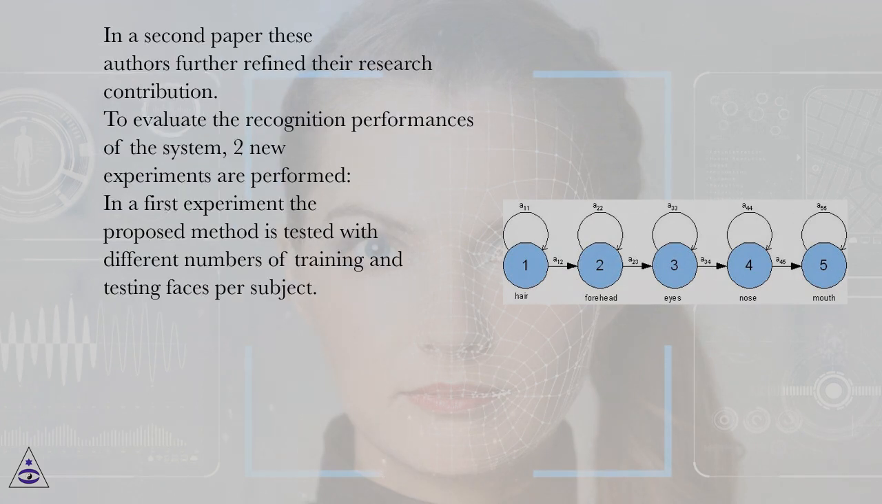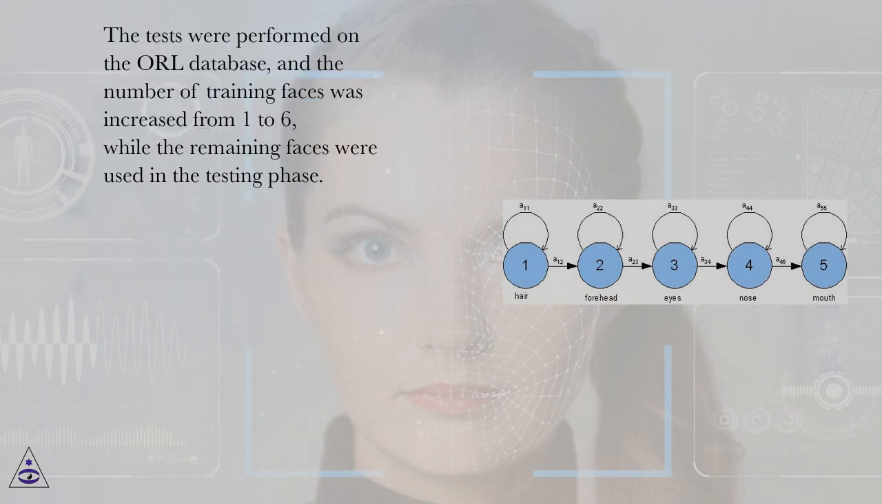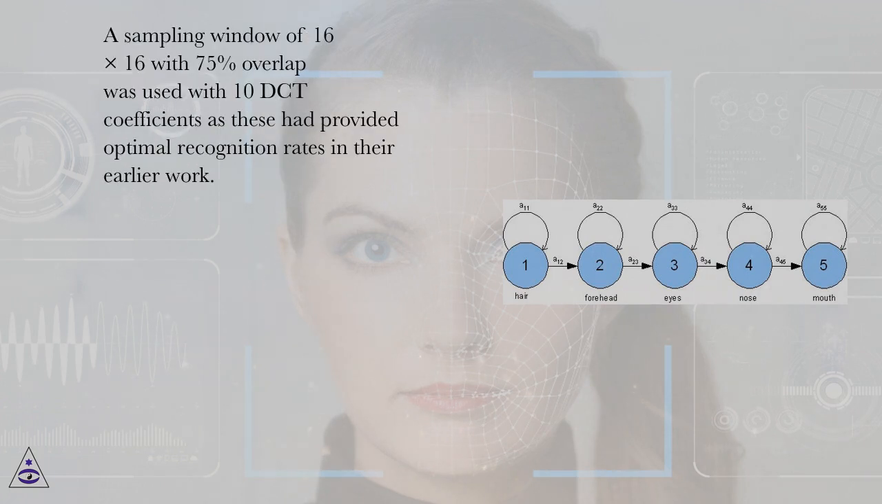In a second paper, these authors further refined their research contribution. To evaluate the recognition performances of the system, 2 new experiments are performed. In a first experiment, the proposed method is tested with different numbers of training and testing faces per subject. The tests were performed on the ORL database, and the number of training faces was increased from 1 to 6, while the remaining faces were used in the testing phase. A sampling window of 16x16 with 75% overlap was used with 10 DCT coefficients, as these had provided optimal recognition rates in their earlier work.